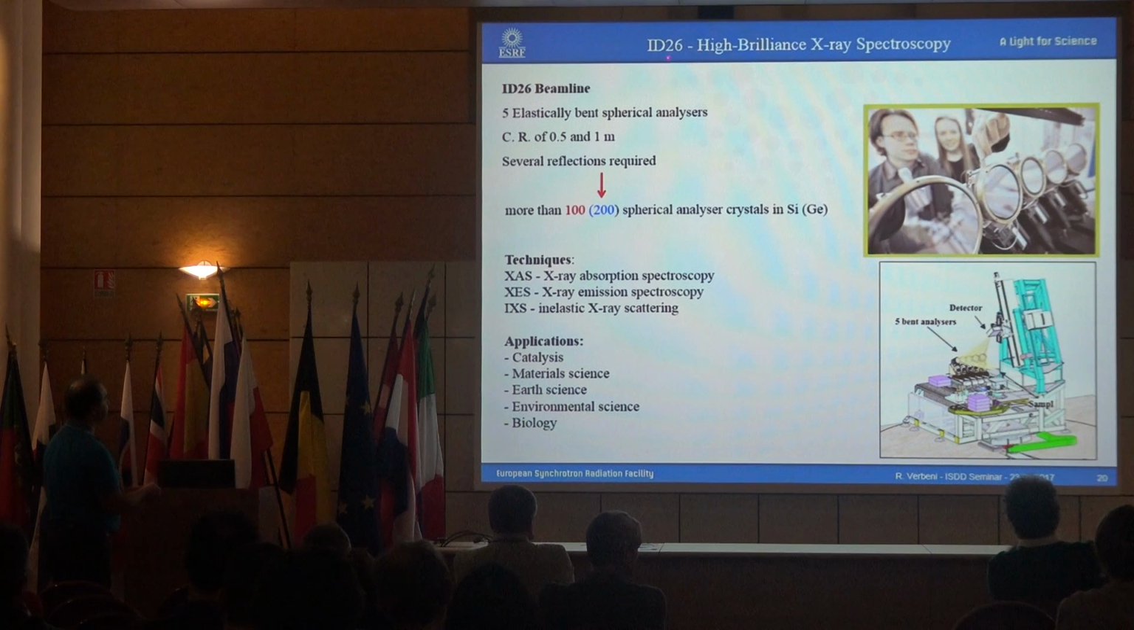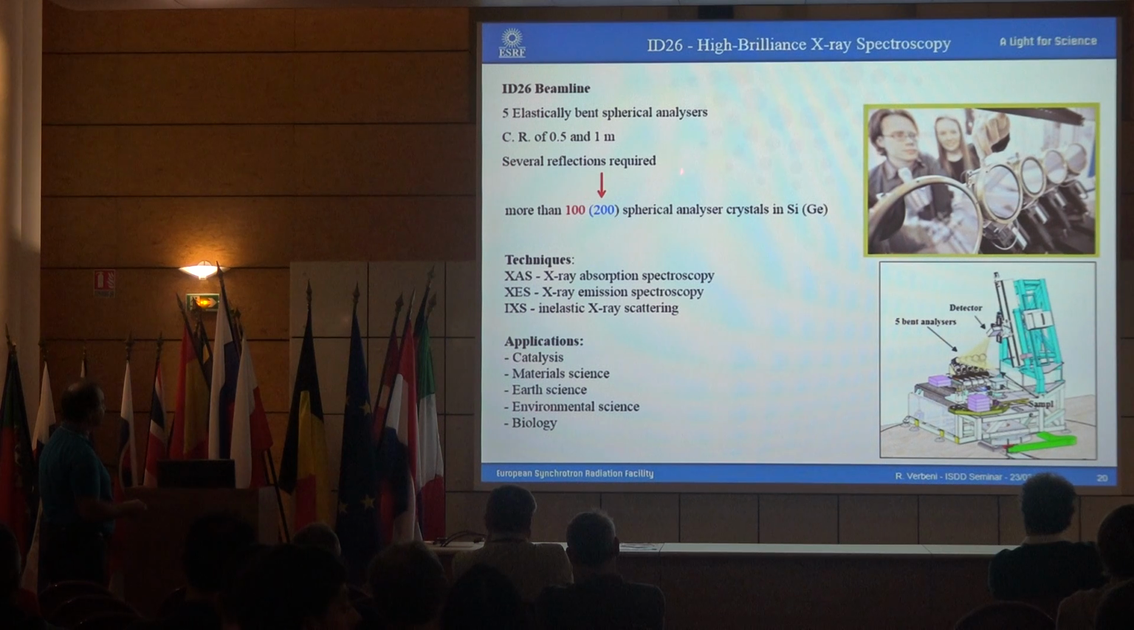A second beamline is ID26, high brilliance X-ray spectroscopy. They use several techniques: X-ray absorption spectroscopy, X-ray emission spectroscopy, and elastic scattering. Here they have spectrometers. This picture here you can find everywhere. They have a spectrometer that can host 5 spherical analyzers. Here the curvature radius can go from 0.5 to 1 meter. Normally you can choose 0.5 or 1 meter.